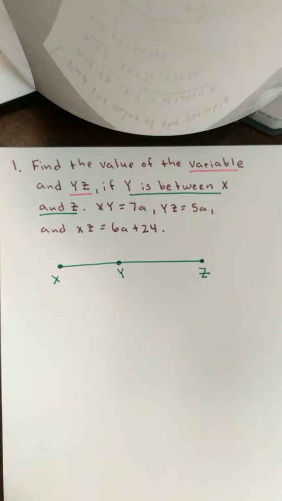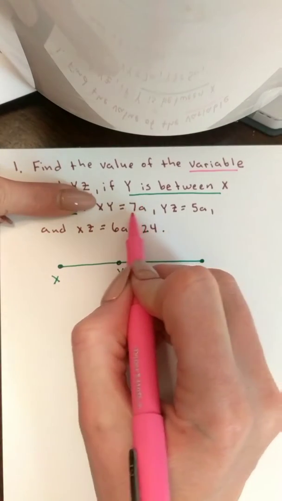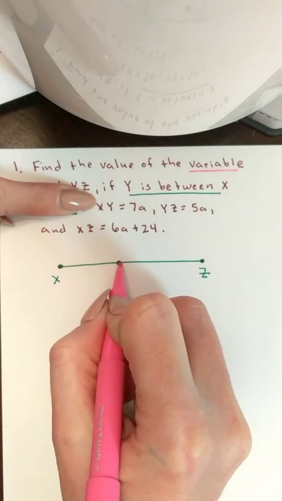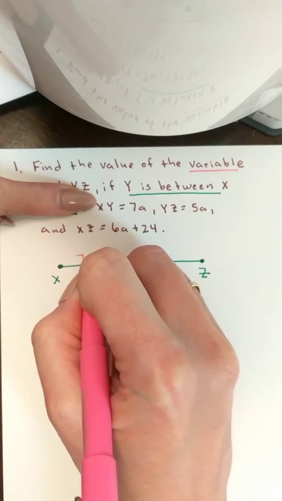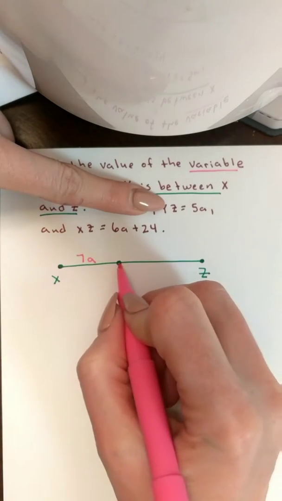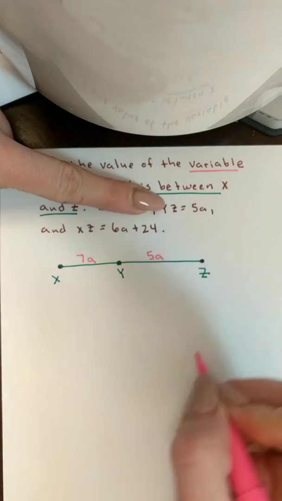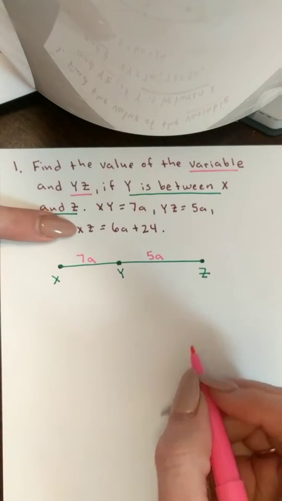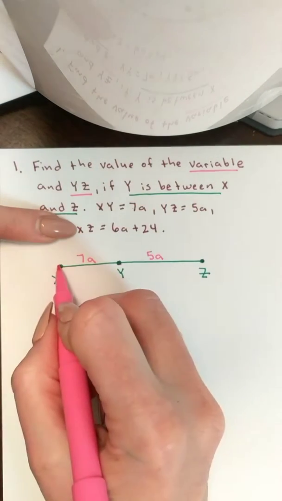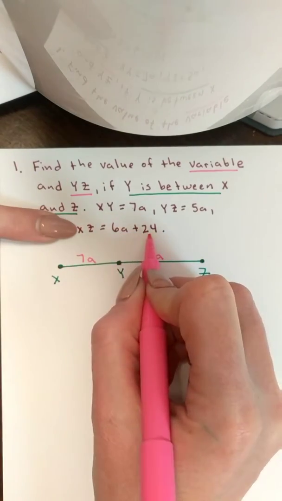Then you want to go ahead and label the information they give you. xy equals 7a. So from x to y, it's 7a. yz, so from y to z, is 5a. And xz is 6a plus 24. That means the length of the whole segment is 6a plus 24.